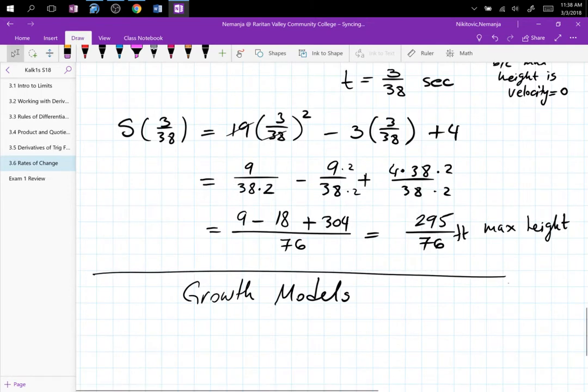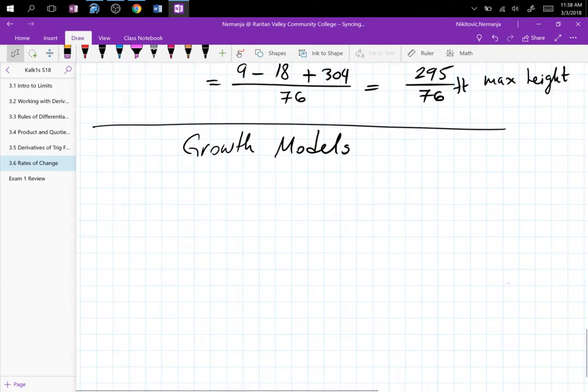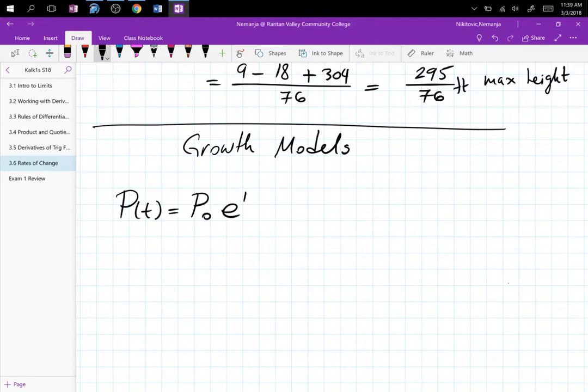Okay? Good. Growth models. One of the most basic models for population growth is the model that says that population at any time t is initial population times e to the kt. This is one of the basic population growth models. And you learned how to deal with these models in your pre-calculus class.